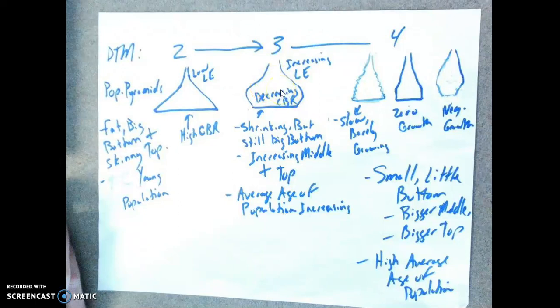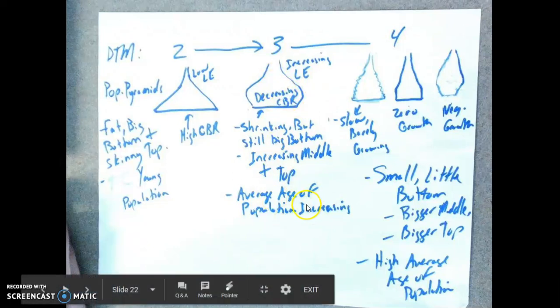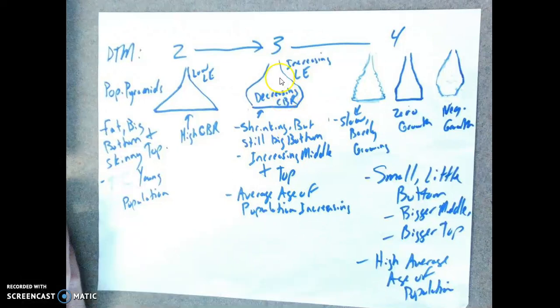As we learned in chapter 2, the average age of a population increases because of decreasing crude birth rates, so fewer babies being born, and an increasing life expectancy. So that will push the average age of your population up because you have fewer young people and more older people.